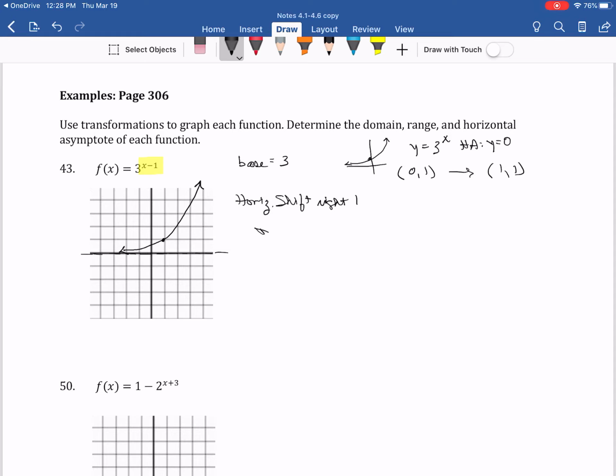The domain of every exponential function is all real numbers. Anything is allowed to be used for x. The range is going to be what types of output values you are getting. In this case, we are strictly above the x-axis, so all my y's are positive. And the horizontal asymptote, as I mentioned, did not change from the basic graph. It's still the x-axis, or the equation y equals 0.